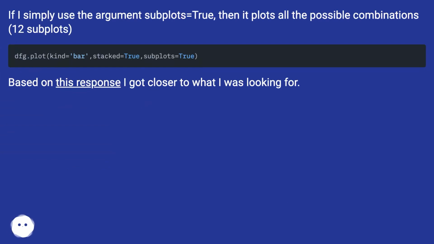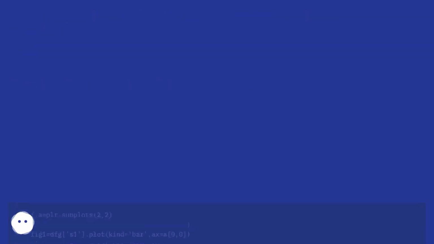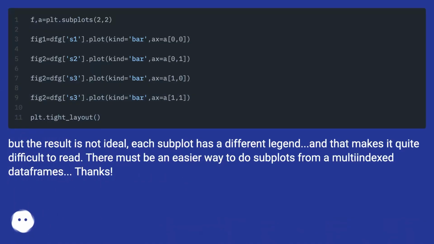Based on this response, I got closer to what I was looking for. But the result is not ideal. Each subplot has a different legend, and that makes it quite difficult to read. There must be an easier way to do subplots from a multi-index dataframe. Thanks.